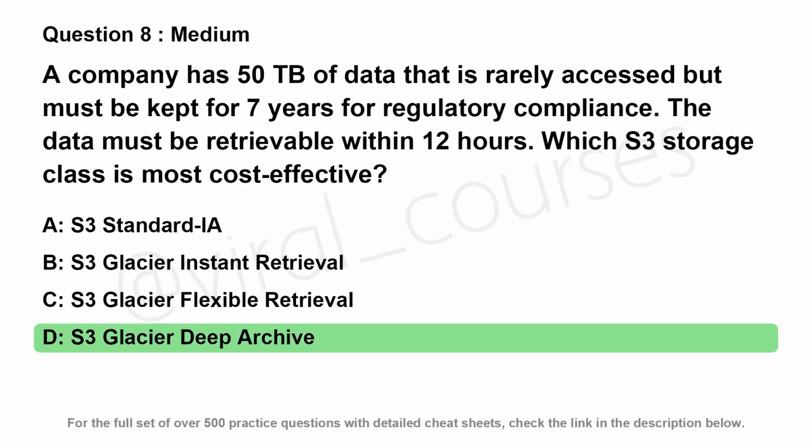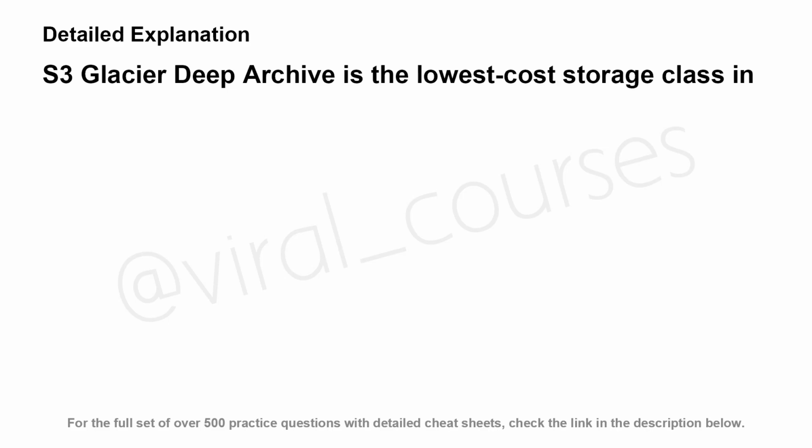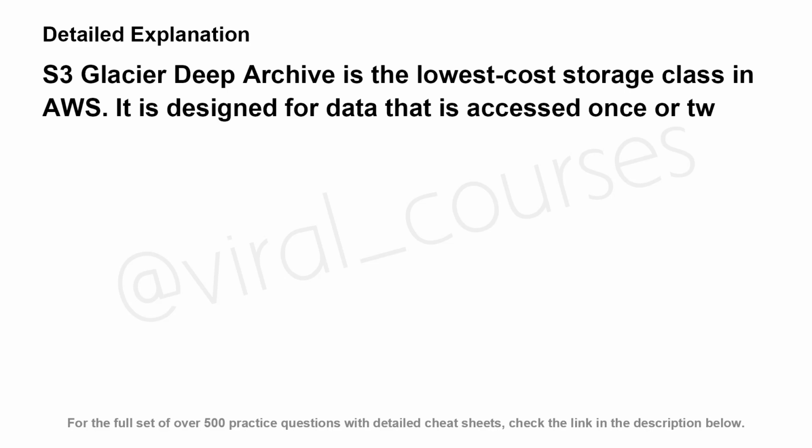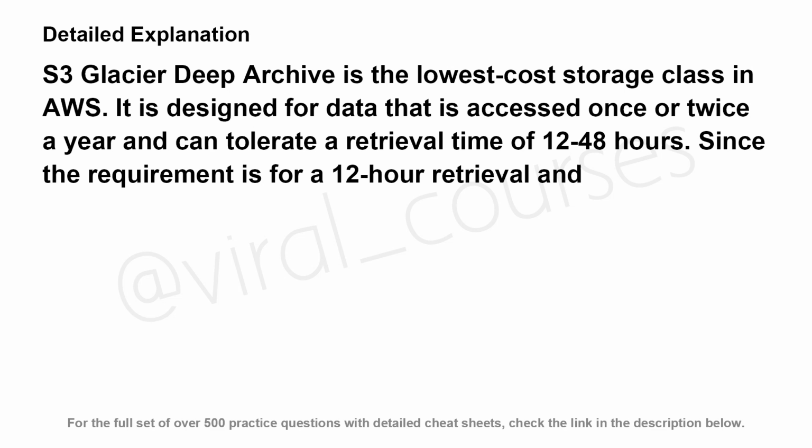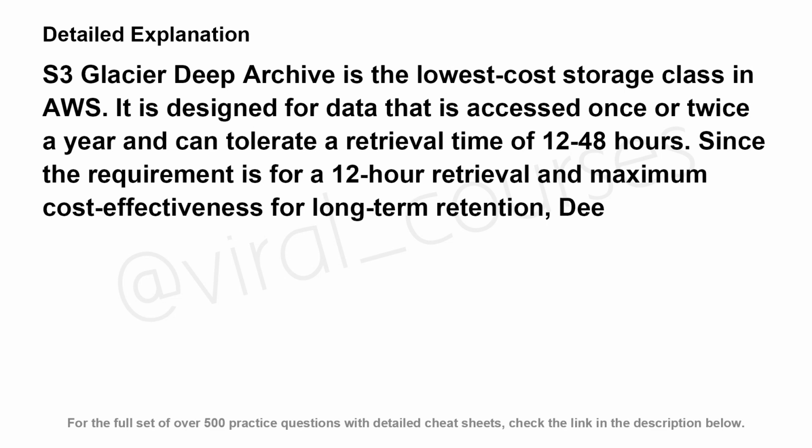The correct answer is D. S3 Glacier Deep Archive is the lowest cost storage class in AWS. It is designed for data that is accessed once or twice a year and can tolerate a retrieval time of 12 to 48 hours. Since the requirement is for a 12-hour retrieval and maximum cost effectiveness for long-term retention, Deep Archive is the best fit.